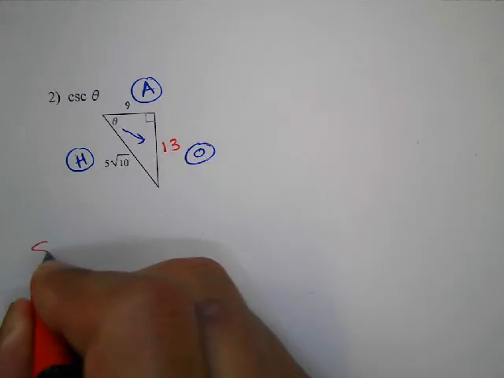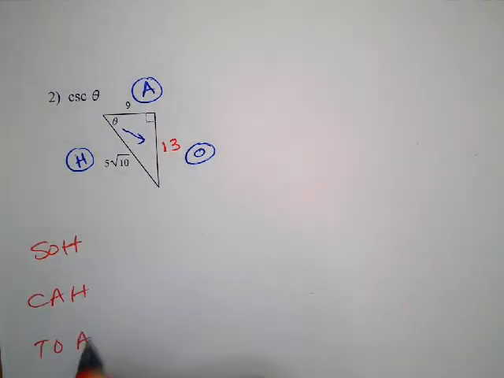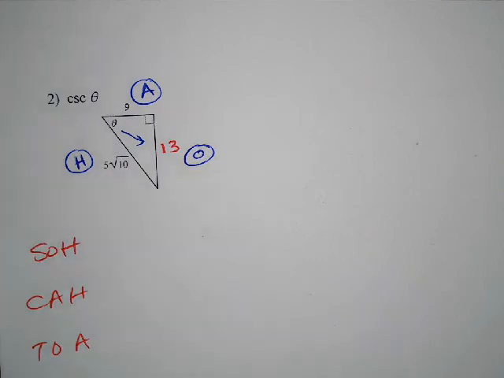All right, let's do it. We know SO, we know KA, and we know TOA. That's going to help me get sine.